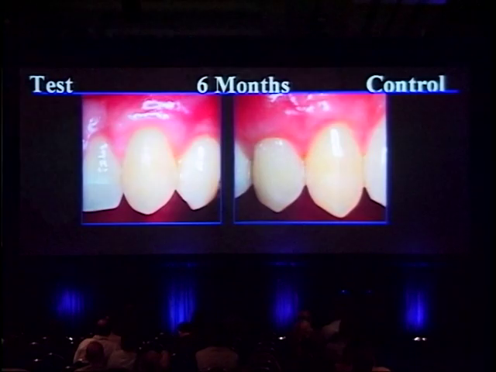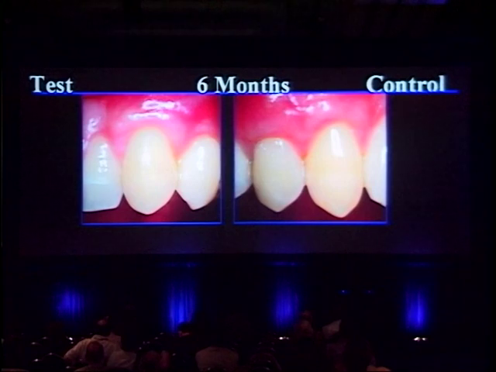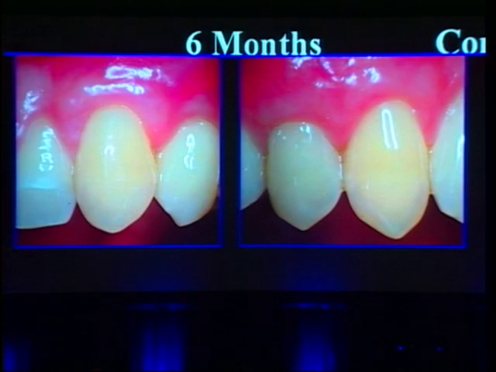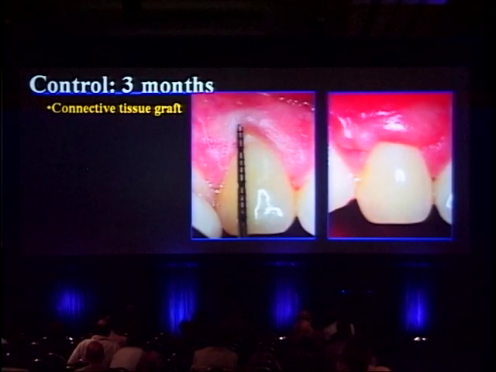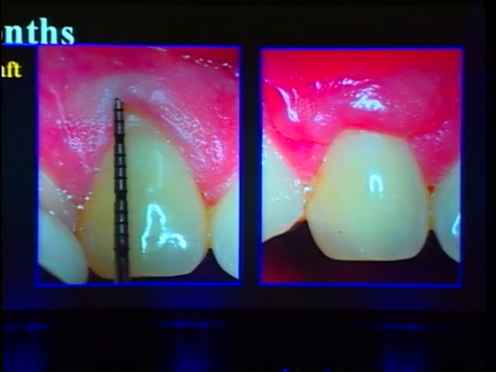at baseline. If we follow the test and control to 6 months, this is our connective tissue graft, and this is our test graft using the growth factor and the matrix. And I'll leave it up to you as to what you think about those two. Let me just share one more patient. This is the 3 month, the connective tissue, a very typical look for connective tissue at 3 months.